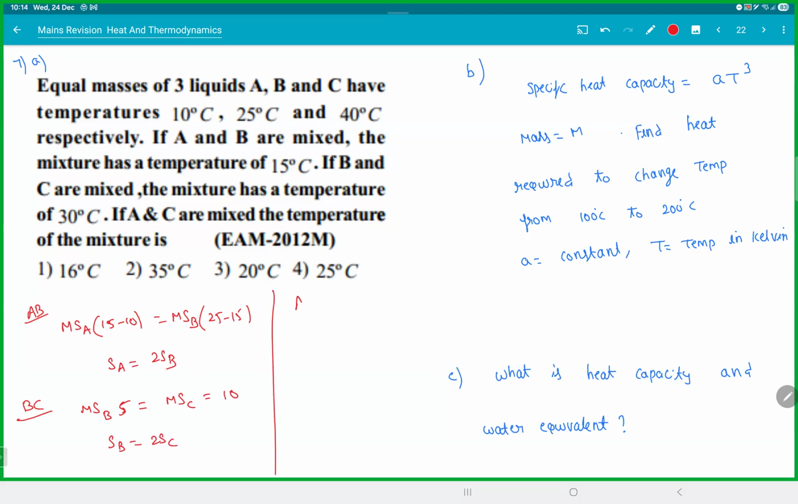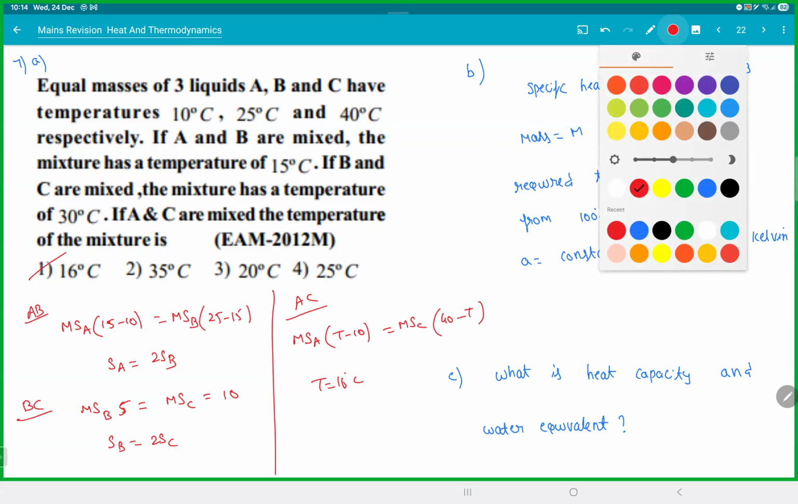Now when you do for A and C, we don't know the final temperature. That will be MSA into T minus 10 equals MSC into 40 minus T. Solve this, you'll get 16 degrees. Clear with that? The second one, there's nothing there. You just have to be careful with this.